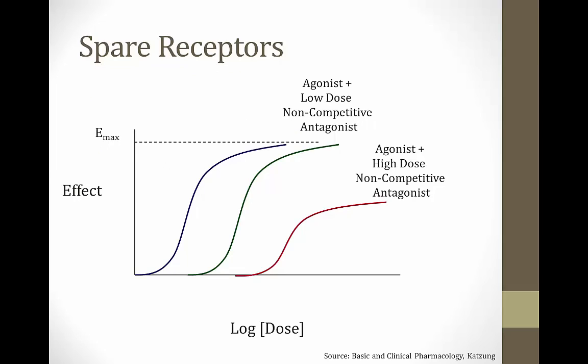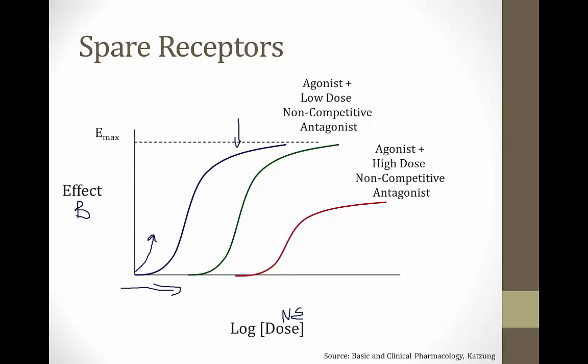So this is what the data look like from an experiment on a system with spare receptors. So let's imagine that the dose here is the dose of norepinephrine. I'm just going to make up a hypothetical example here. And the effect is the effect on beta receptors. Well, the blue curve is a normal system. So as we increase the dose of norepinephrine, we see an increase in the effect on the beta receptors until we reach a max result.